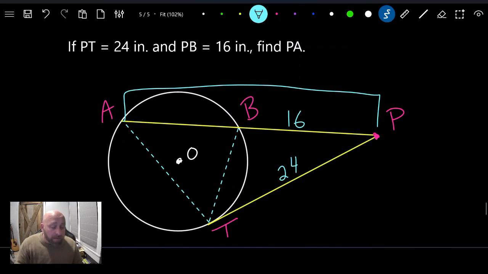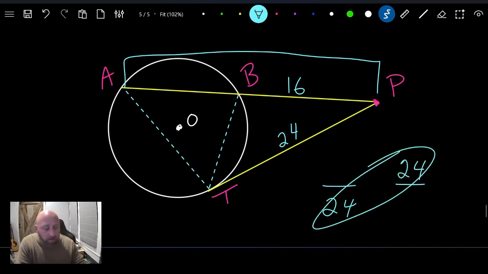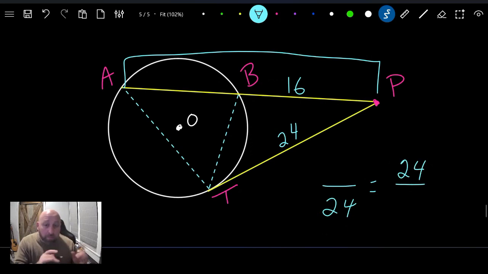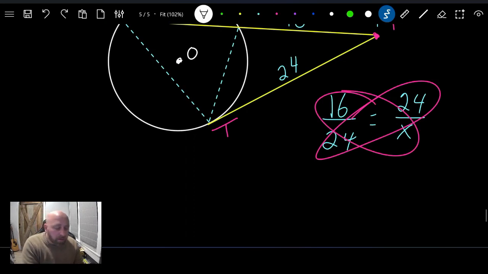Now what we need to remember is that the tangent is the mean proportional. So we're going to draw our proportion. The mean proportional is the tangent, so the mean proportional is going to go like this, right? And then we can put those other two on either side. It doesn't matter, kind of the same logic that we just talked through on the other one. So we could put 16 and x right here. And then we're going to multiply that out, so we're going to end up with 24 squared equals 16x.